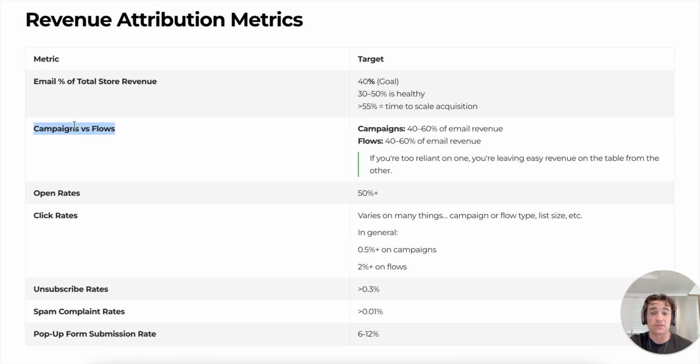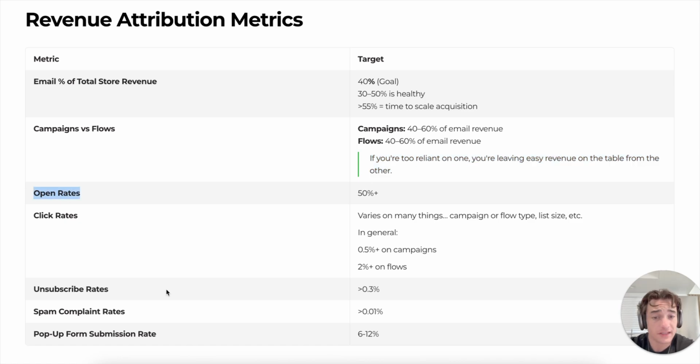We have campaigns versus flows as a metric: the percentage of our email marketing revenue that comes from campaigns versus flows. We want it to be 40 to 60% each. So 40% campaigns, 60% flows, or 60% campaigns, 40% flows. Usually we want to be in that 60-40 range for both. If you go anything over and you're too reliant on one, you're probably leaving some revenue on the table by the other one not being optimized.